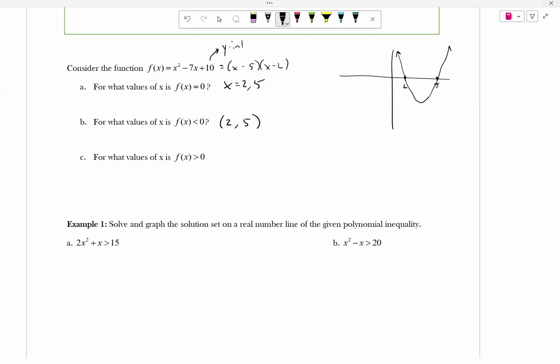And then for what values of x is f of x greater than 0? Please write down this answer and make sure your neighbor has it.